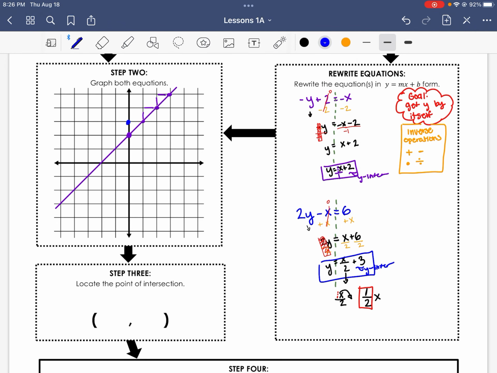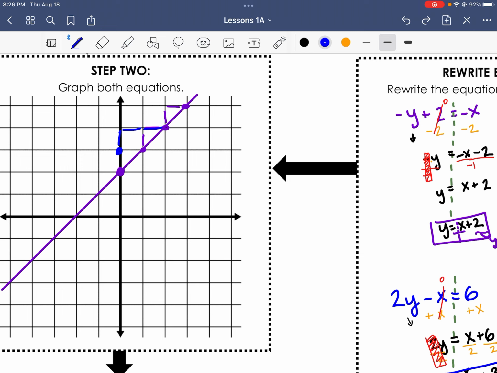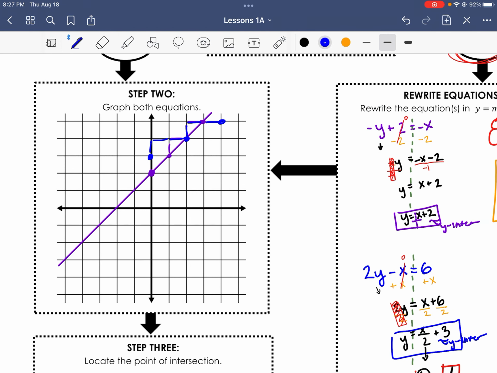So I'm going to go up 1 over 2, up 1. Oh, I think I did that wrong. Plus 3, 1, 2, 3. Up 1 over 2, up 1 over 2. There we go. And that's going to be my line right there.